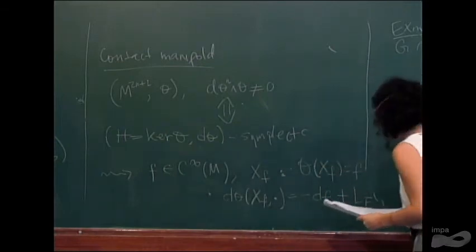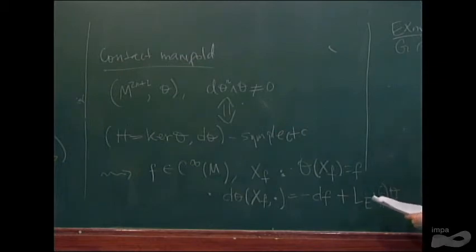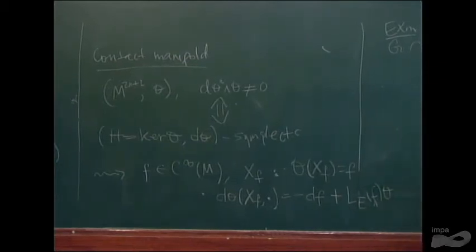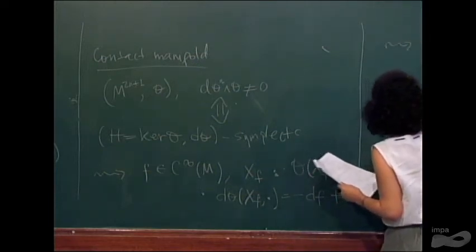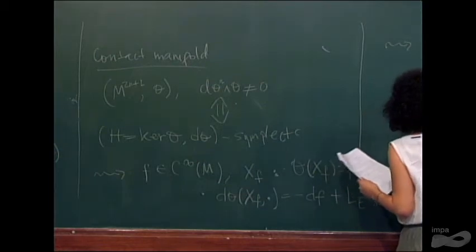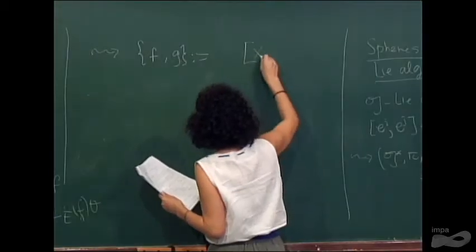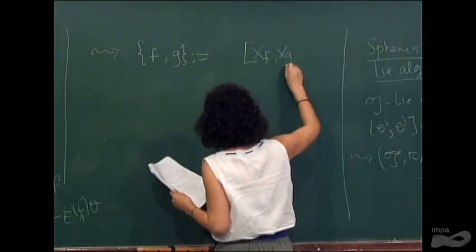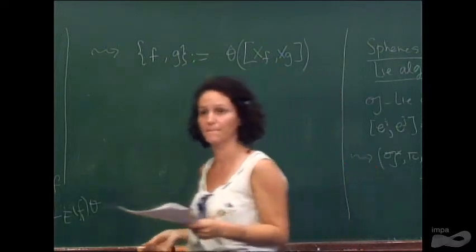And then when you have these Hamiltonian vector fields, you define the bracket on the space of functions as follows. So you define the bracket of these two functions, f and g, as you take the Lie bracket of these Hamiltonian vector fields and you apply theta. Okay.